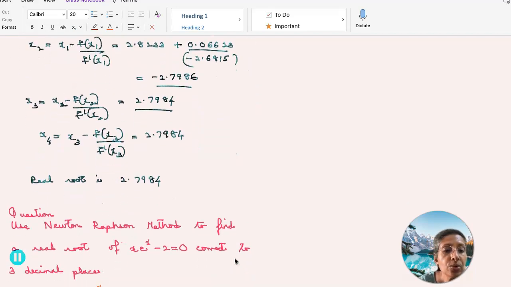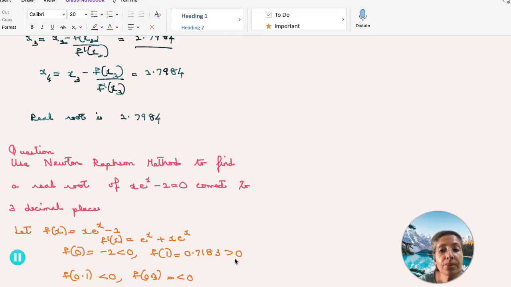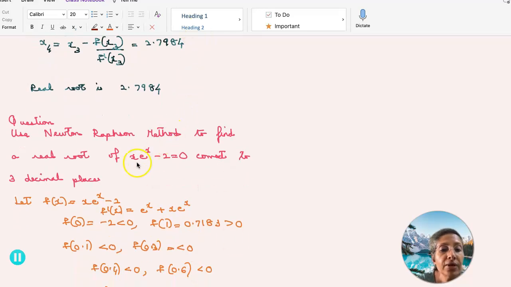I will just do one more problem. Use Newton Raphson's method to find the real root of x e raised to x minus 2 equal to 0, correct to 3 decimal places. So we have the exponential function here. As usual, we start with, let f(x) equal to x e raised to x minus 2. Taking the derivative, f dash x equal to e raised to x plus x e raised to x.